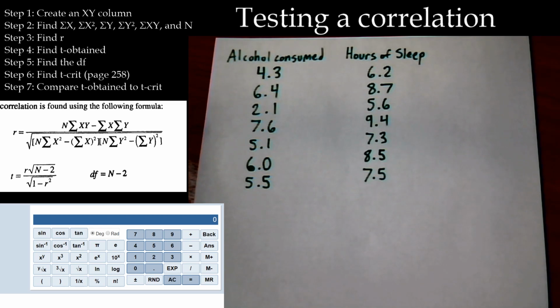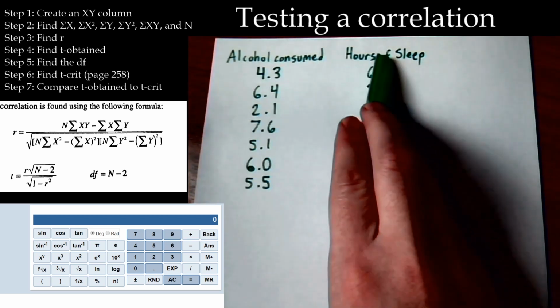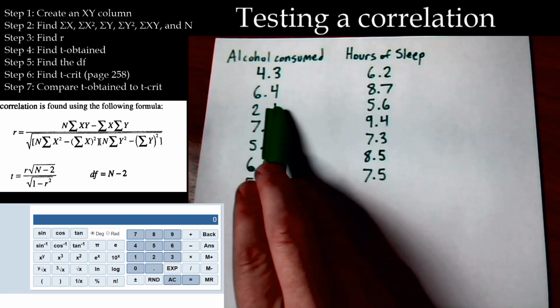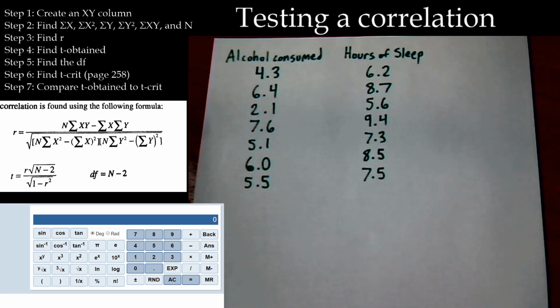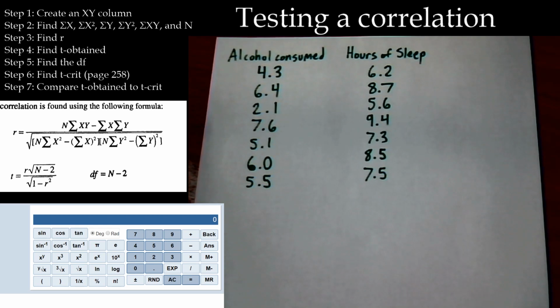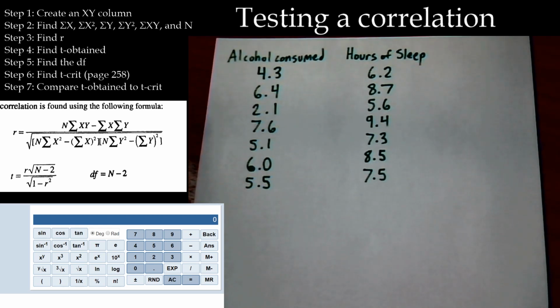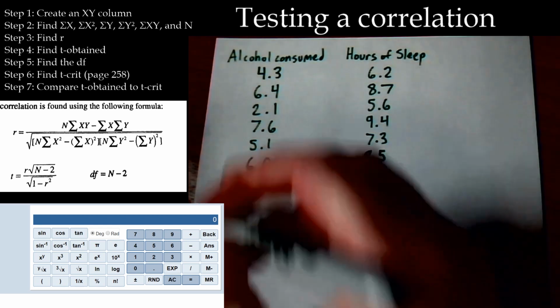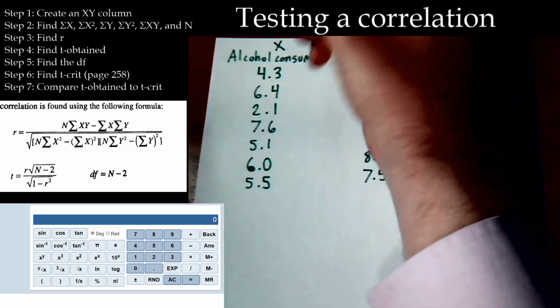To do a correlation, you need to have two sets of scores such that everything is paired up. I have two sets of 7 scores here, so I have 7 sets of scores. First, you want to pick one of the variables to call x and the other one to call y. It doesn't matter which one you pick.